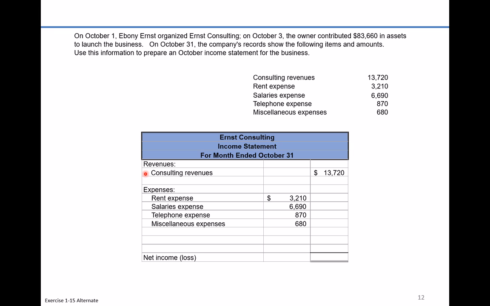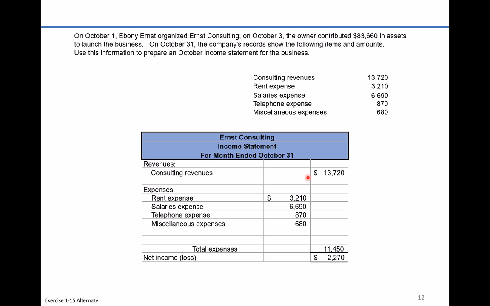Next up on the income statement, we just subtotal all the expenses, and here they totaled to $11,450. And then to complete the income statement, we simply subtract the expenses from the revenues and cross our fingers and hope that revenues exceed expenses, because that would be a net income, and here it is. They did exceed, so we have a net income of $2,270. If it's a net loss, if expenses exceed revenues, we simply put that net loss in parentheses. Now we've completed the income statement, so we did our task.